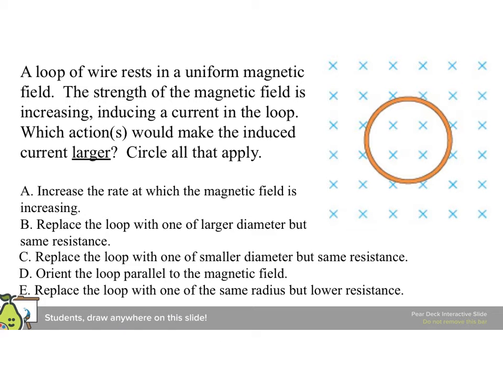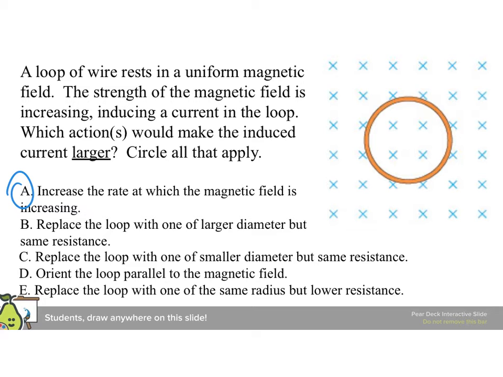All right, so a loop of wire rests in a uniform magnetic field. The strength of the magnetic field is increasing, inducing a current in a loop. Which action or actions would make the induced current larger, and circle all that apply? So, is it true that increasing the rate at which the magnetic field is increasing would increase the current? Yeah, because it would make dB/dt larger, makes the rate of change of B larger, which increases the rate of change of the flux. So that would work.